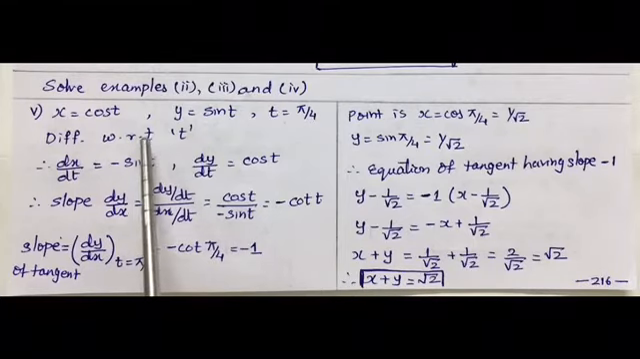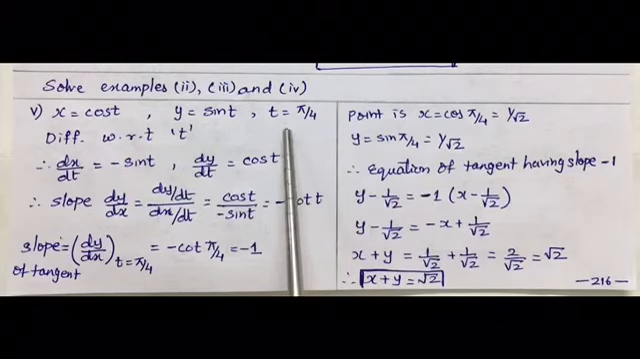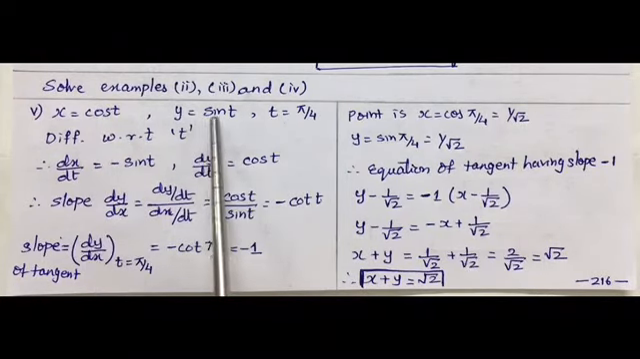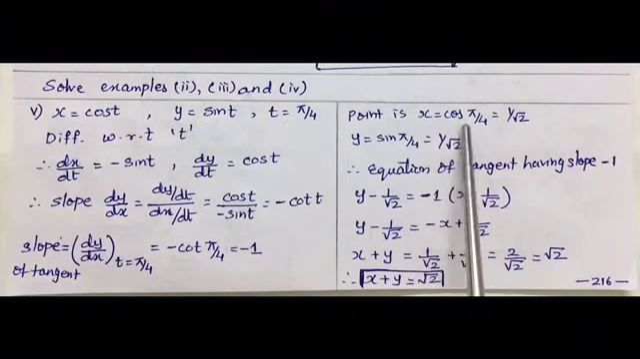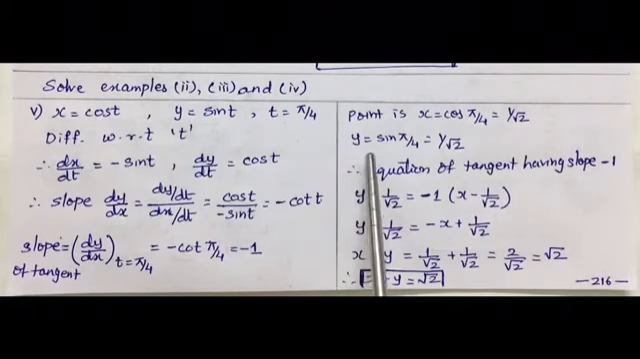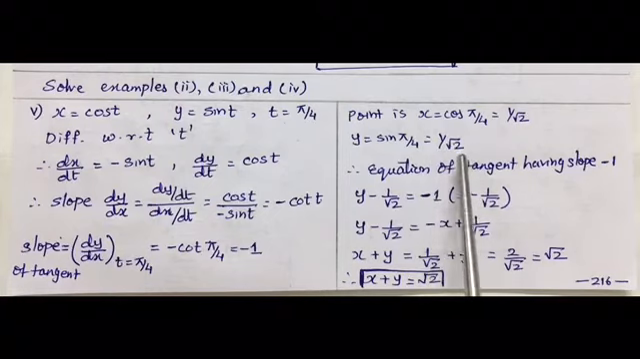Now to find the point, we will substitute the value of t equal to pi by 4 in x as well as in y. Hence x is equal to cos pi by 4, which becomes 1 by root 2. y equal to sin pi by 4 is equal to 1 by root 2.